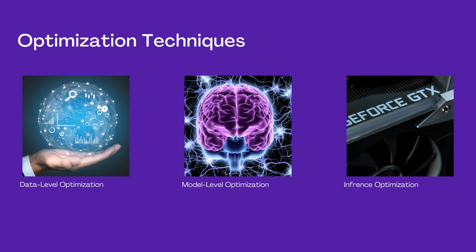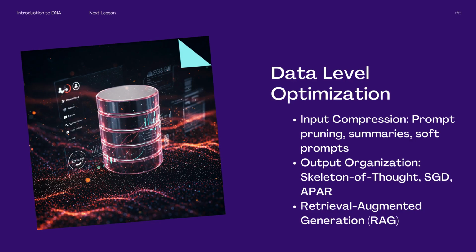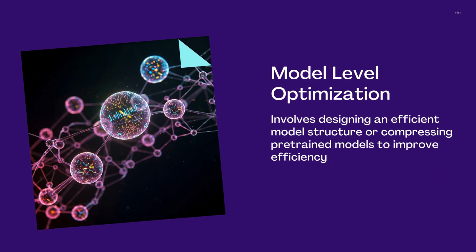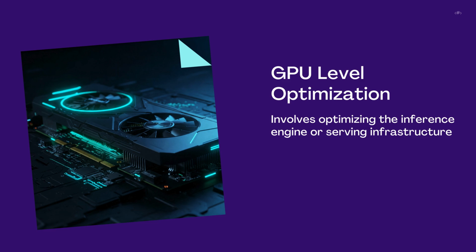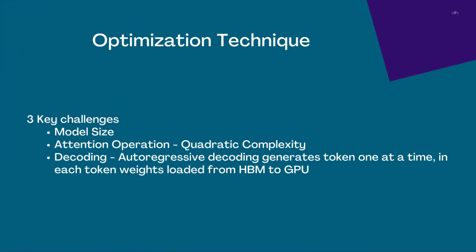For the optimization techniques, there are 3 areas where you can apply them: at the data level, model level, as well as inference optimizations. Data level optimizations are nothing but optimizing the prompt. Model level optimizations are optimizing the architecture of the model, and inference level optimizations are optimizing GPU access or inference time computations. Great. So now we understand the attention mechanism in LLMs.